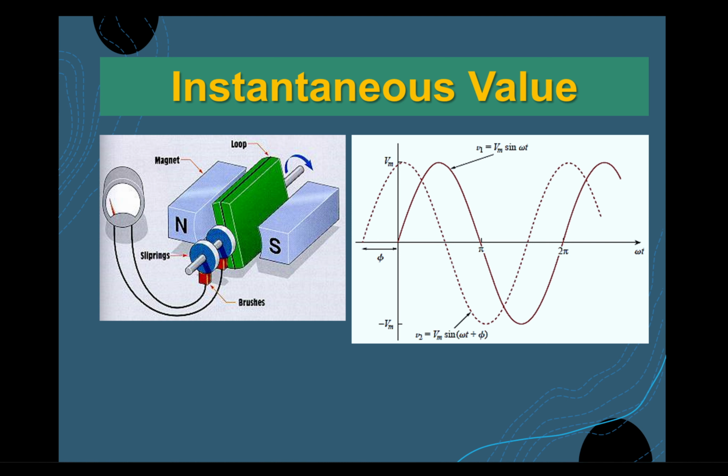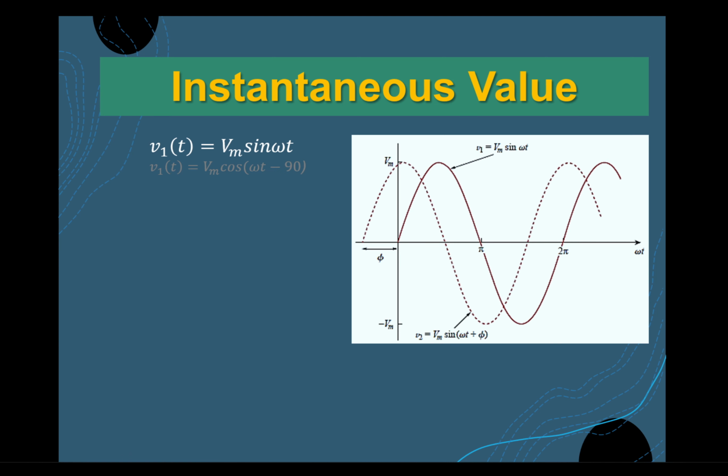Now, what is instantaneous value? That instantaneous value can be represented by a sinusoid. So we have v(t) equals Vm, the amplitude, times the sine function of the angular frequency times the time, ωt. And then the second signal, V2, can be represented by another sinusoid, which is Vm sin(ωt + φ), where φ is a phase angle, which is actually just a shift from the origin.